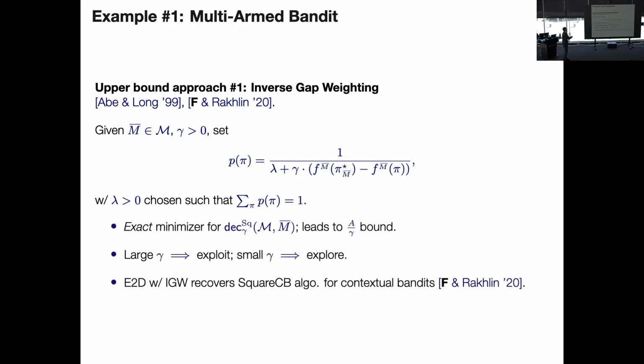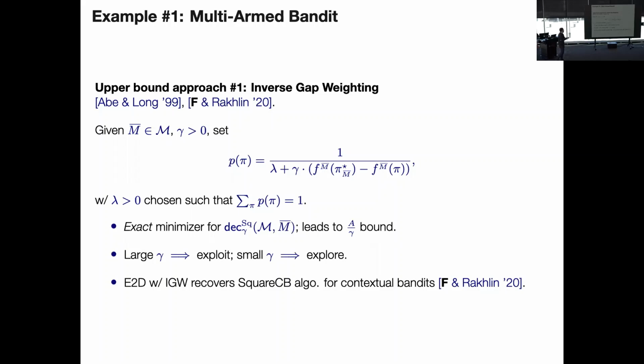Okay, so what you can show is actually this is the exact minimizer for the DEC. So if you go and do your Lagrange multipliers and check first order conditions, this is what will pop out. And this is going to lead to this A over gamma bound.